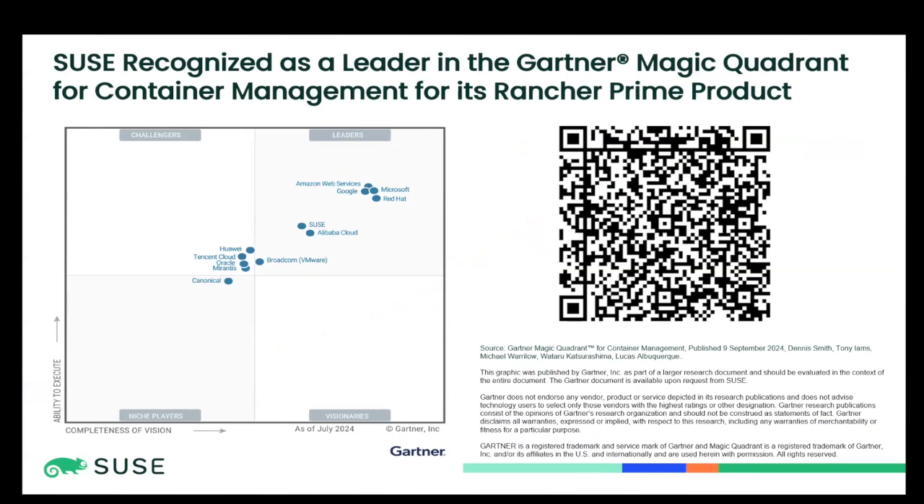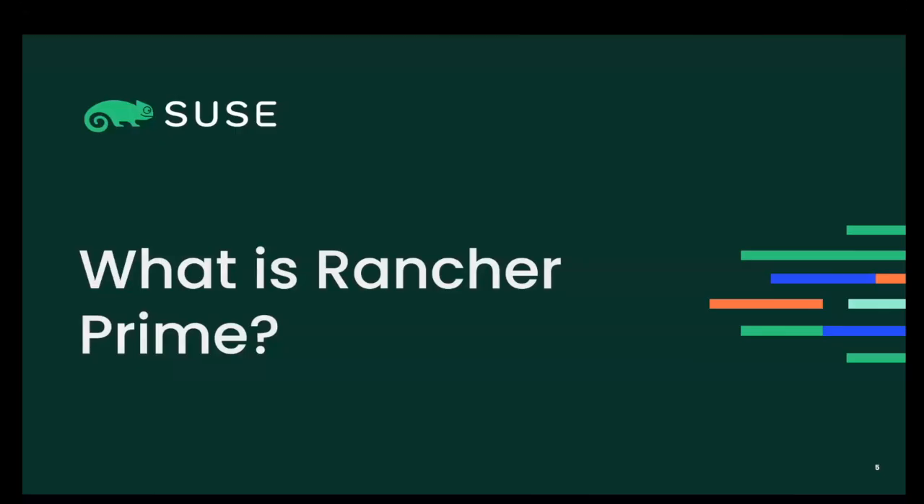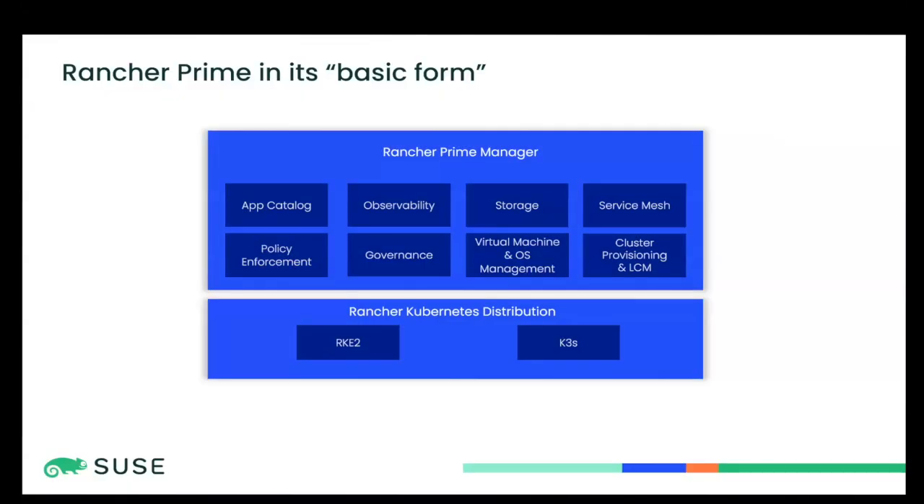To those who don't understand what a Magic Quadrant is, it's okay. It doesn't really matter that much. It's usually for those who need a way to find out whether we are in the good quadrant, or outside a good quadrant, which really then doesn't matter at all. So, right. So what is Rancher Prime?